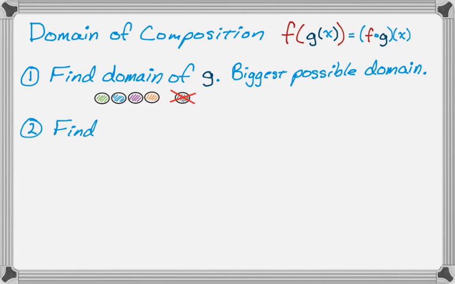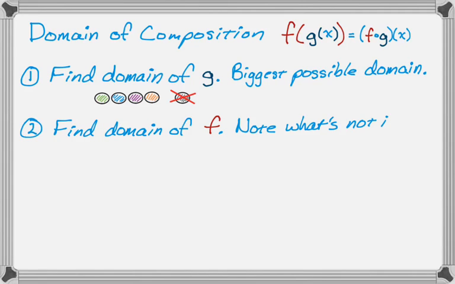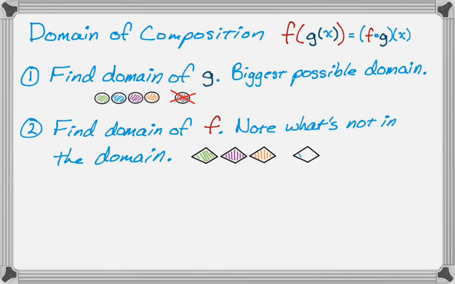The next thing we did is we figure out the domain of f, and then we want to make sure that we recognize what's not in the domain. That's actually the really important part there, is figuring out what's not in the domain, because we're going to have to do something with that. So for us, we had these green diamonds, we had purple, we had orange, and then we had this one problem one. So blue was out.